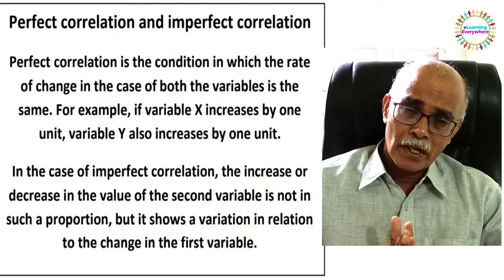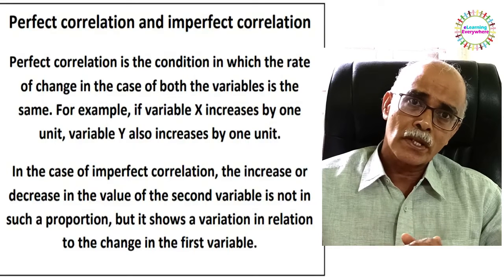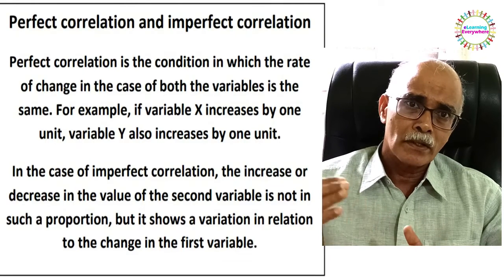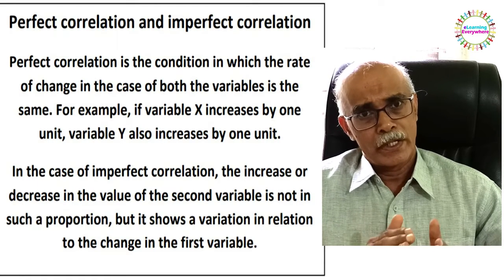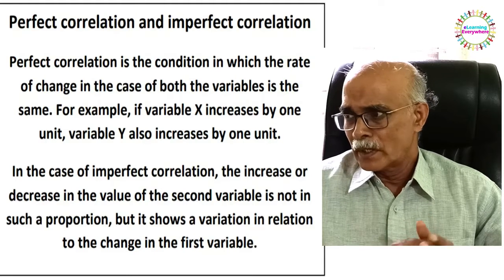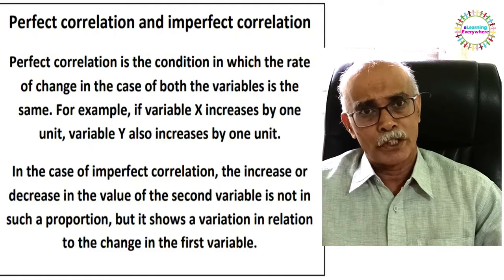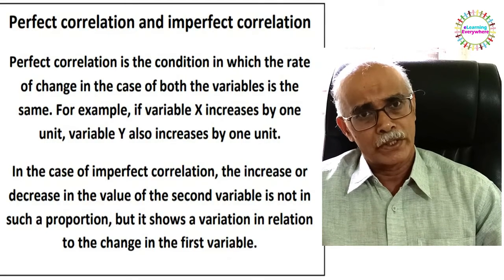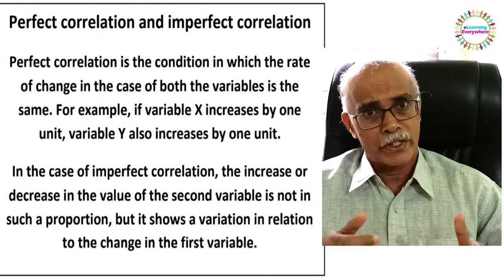And you see there is perfect correlation and imperfect correlation. Perfect correlation means when one unit of the variable x increases, one unit of the variable y also increases. So there is a direct relationship in the variation, or it is perfect. One variable increases at a particular level, there is a corresponding level of increase in the second variable, and that is perfect correlation. And it may not be always the case.